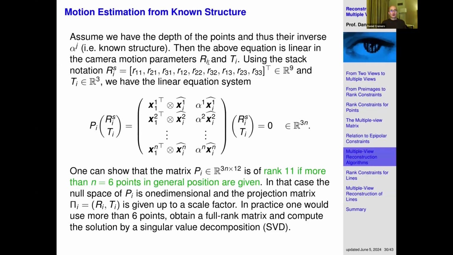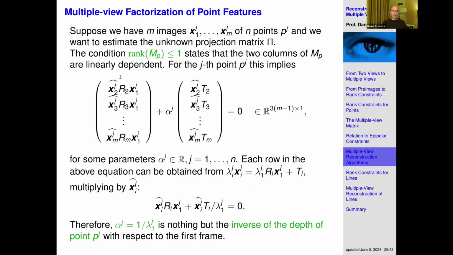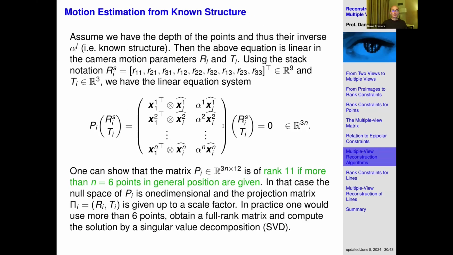And now we'll go a little bit in analogy to the 8-point algorithm. We'll assume that we have the depths of these points. So this alpha j, the inverse depths, if we assume we know these, then what we can do is basically solve for the camera motions, right?